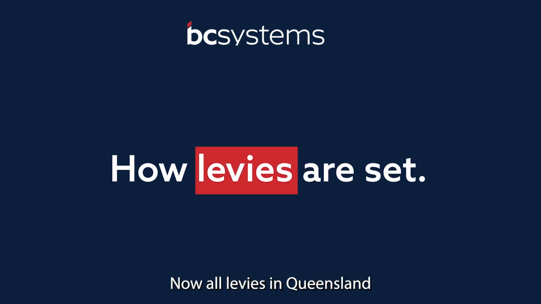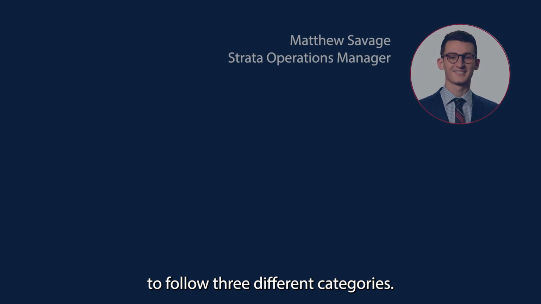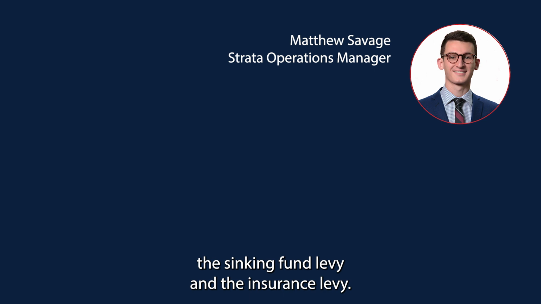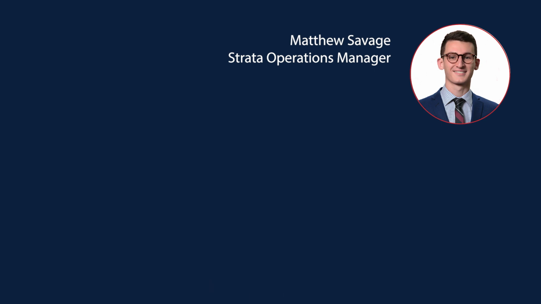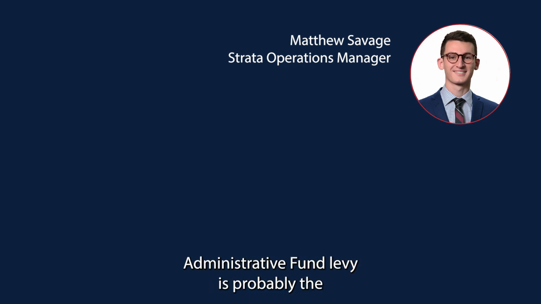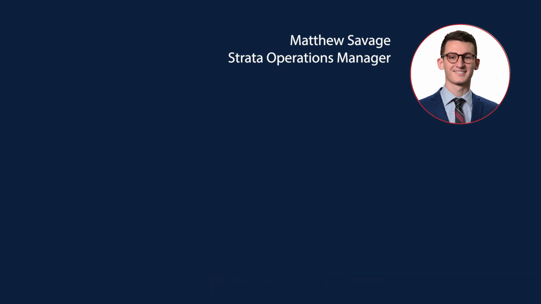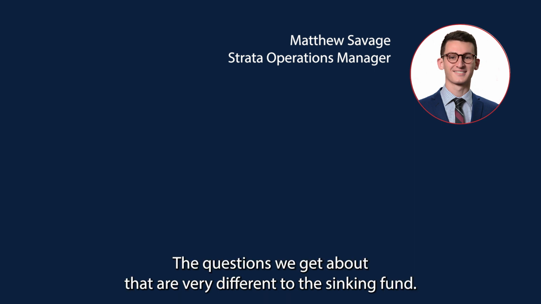Now, all levies in Queensland follow three different categories. So there's the administrative fund levy, the sinking fund levy, and the insurance levy. They each have their own questions, I guess. Administrative fund levy, the questions we get about that are very different to the sinking fund.